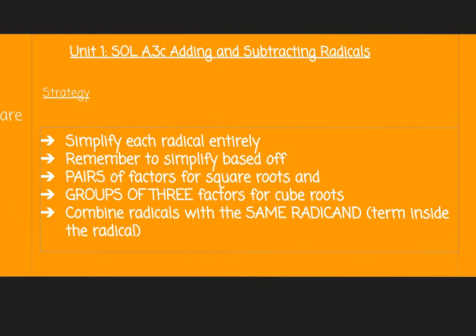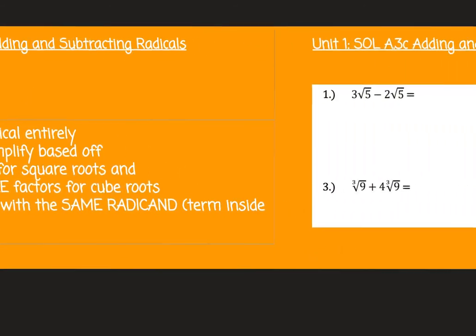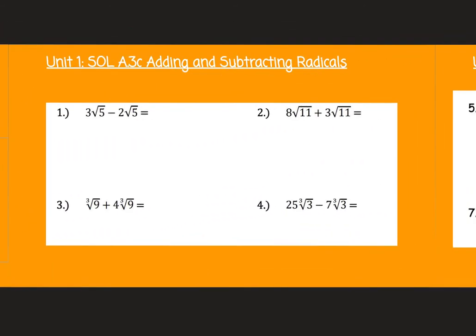So it's essentially combining like terms. For example, with 2x and 3x, we can definitely combine those two because they both have the variable of x. Whereas 2x plus 4, we cannot combine them because 2x is a variable term and 4 is a constant. All right, so let's go ahead and take a look at some examples.